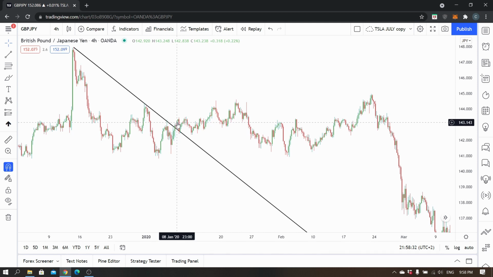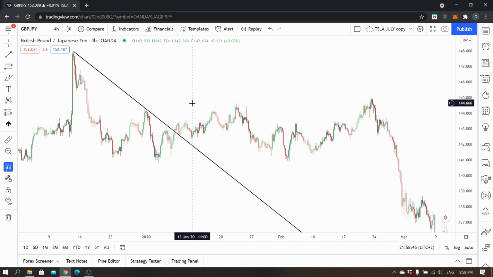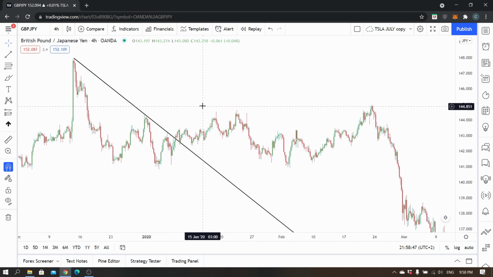Went from 143 to 141. That's more than 150 pips. I mean, that's a lot. Doesn't matter what strategy you have. I mean, if you trade on a weekly time frame, it wouldn't be that much. Daily also less, but if you trade on a 4-hour time frame, that's a lot.